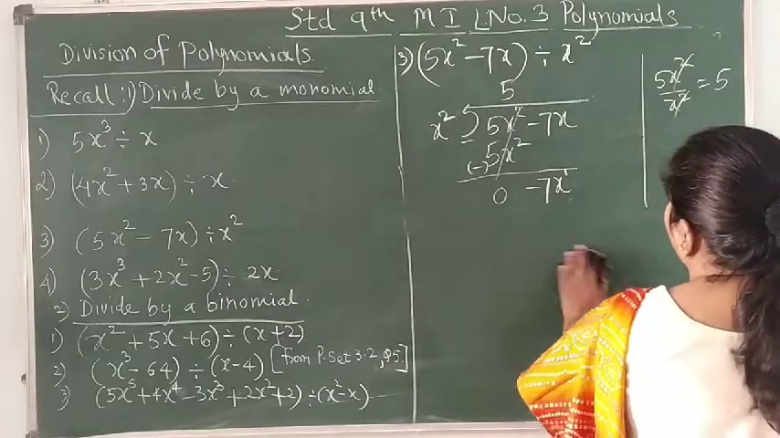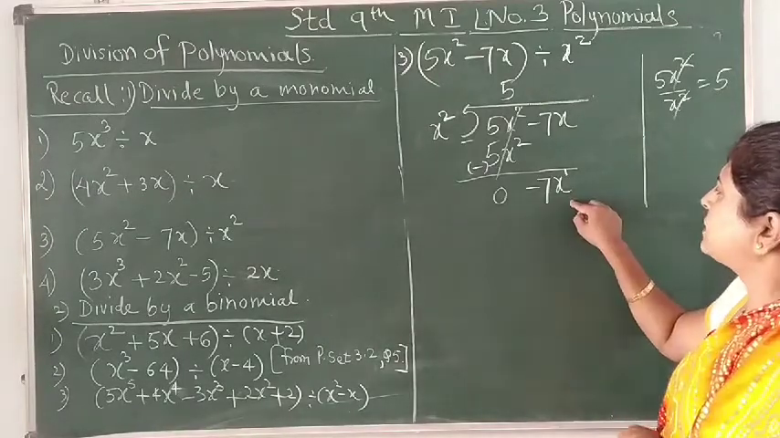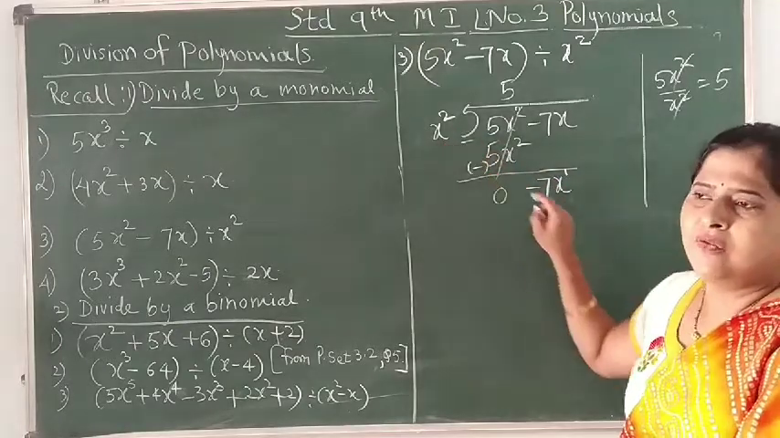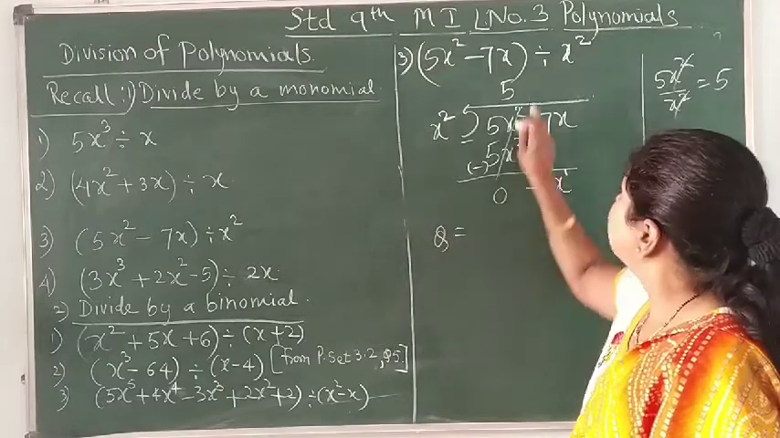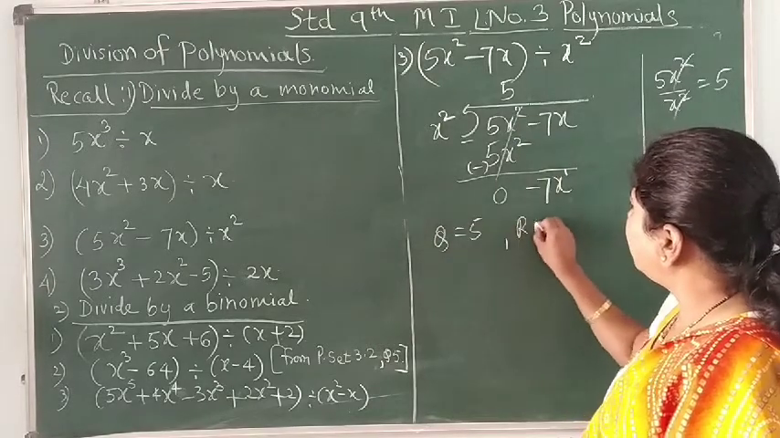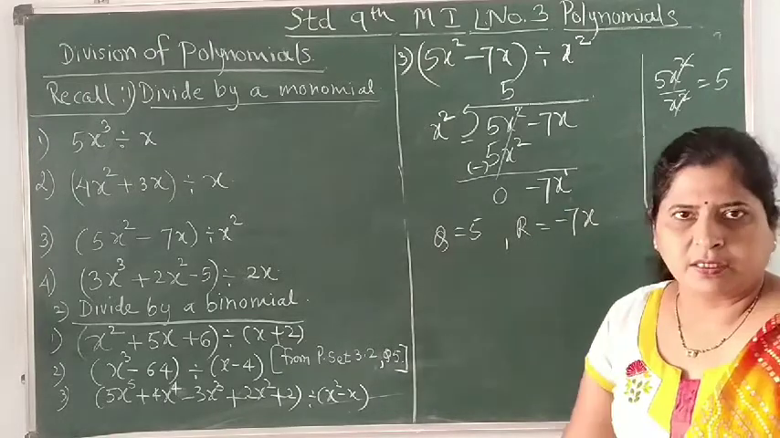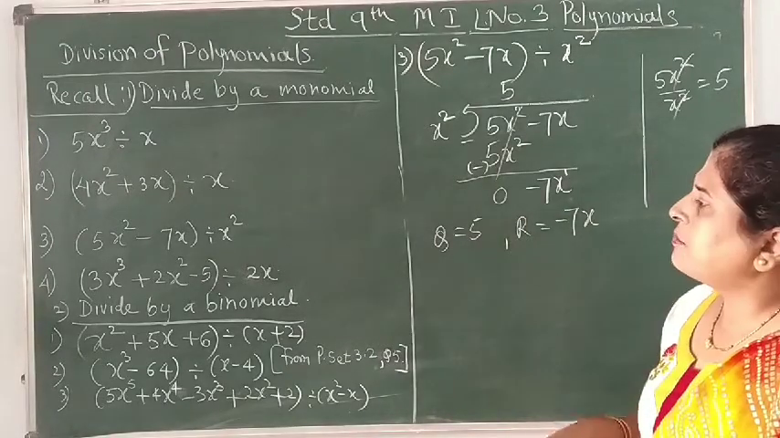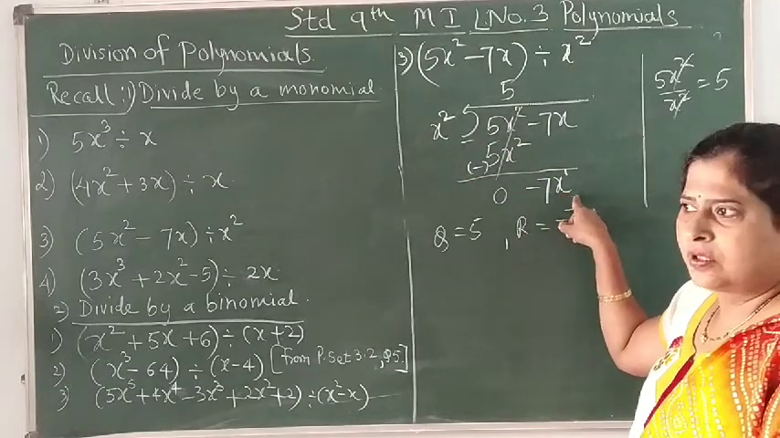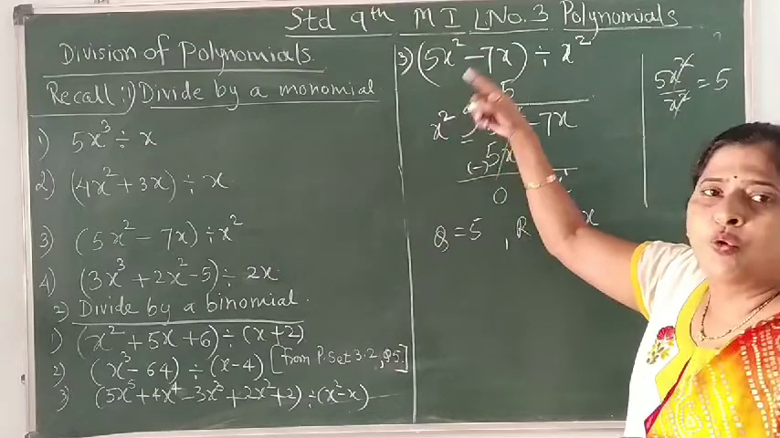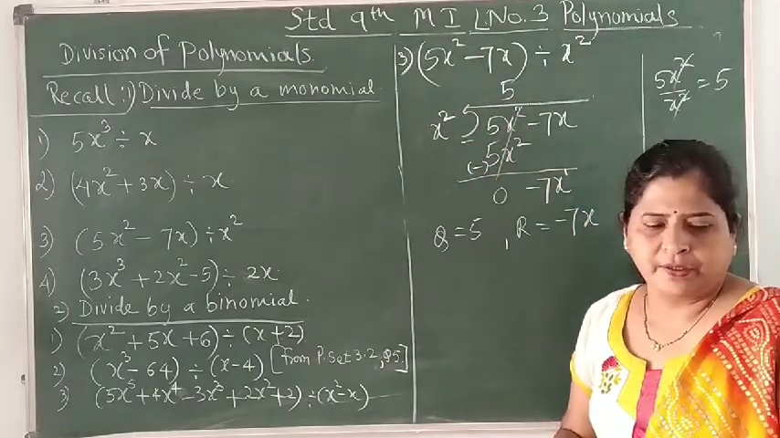Like that, here also in the division of polynomials, when the degree of this term is smaller than the degree of the divisor, we have to stop the division process. So here the quotient is 5 and the remainder is minus 7x. This can be your answer. So this thing you have to remember, students, that the degree of that term should be either equal to this or more than that. If it is less than that, that part is going to be the remainder.